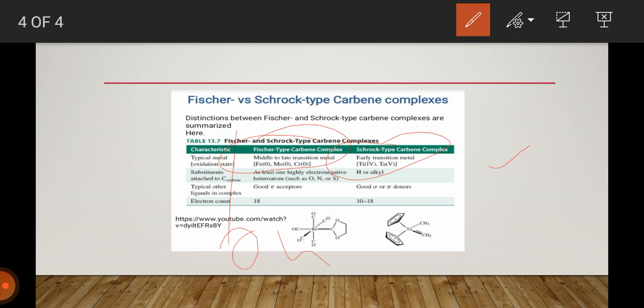Next, Fischer carbenes are good pi acceptors, sigma donors and pi acceptors. The 18 electron rule is followed in Fischer type complexes, and in Schrock type complexes the 18 electron rule is not followed.